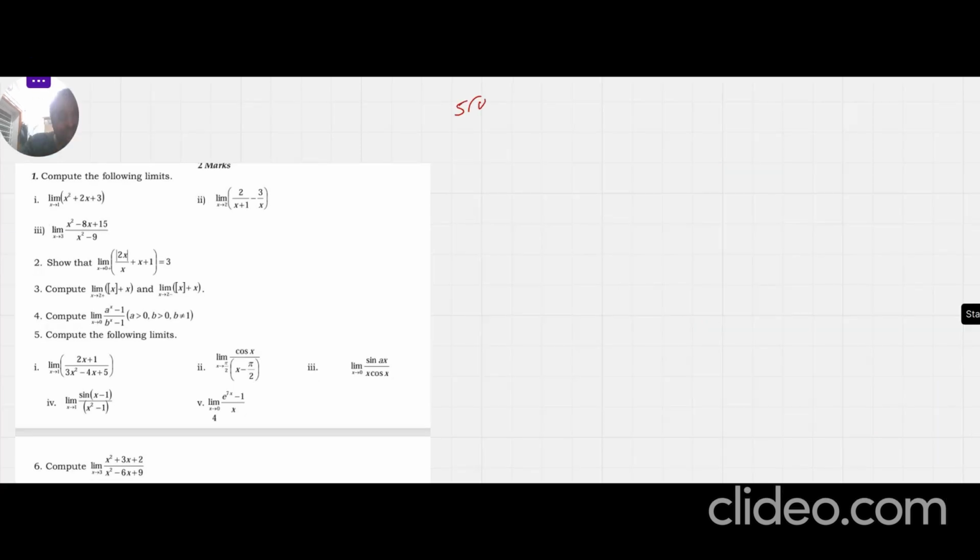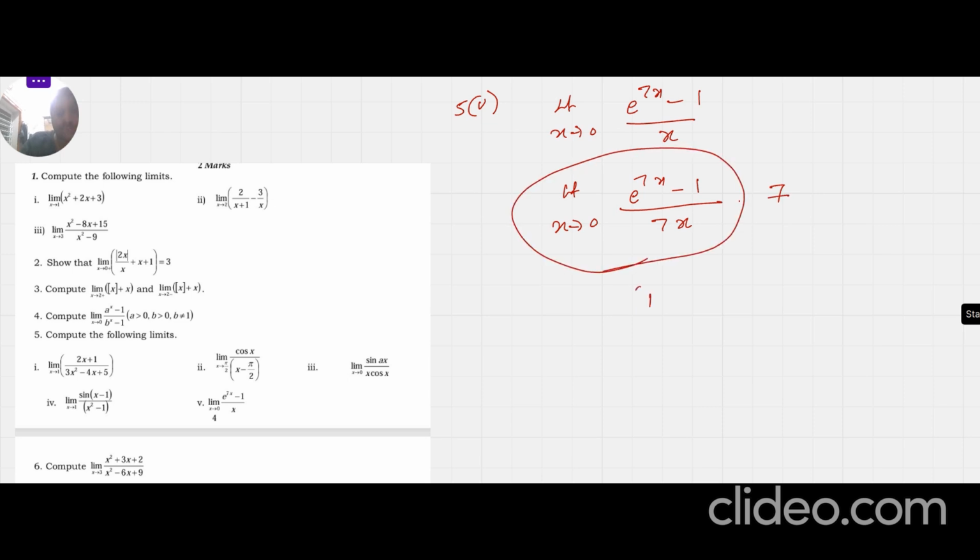Fifth question, fifth one. So limit x tending to 0 of (e power 7x minus 1) by x. So limit x tending to 0 of (e power 7x minus 1) by 7x, multiplied and divided by 7, into 7. Okay, this complete part, what I rounded, becomes 1 into 7, which is equal to 7. That is the answer.